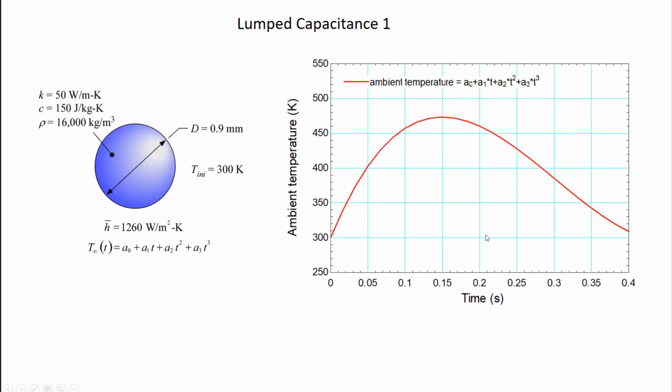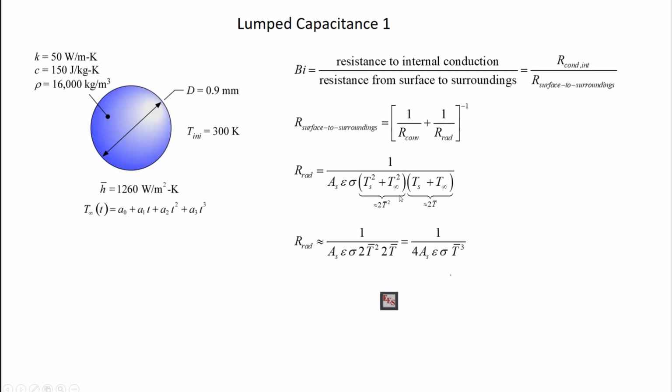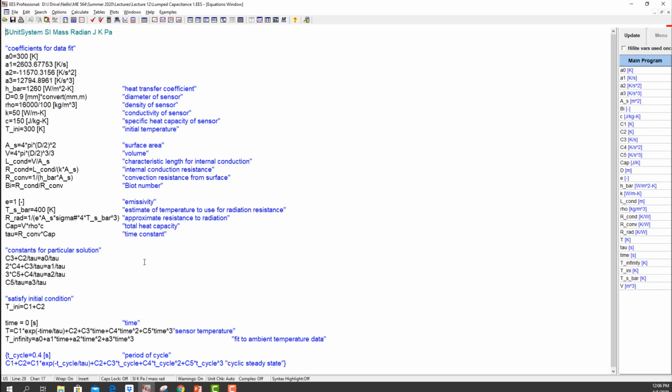If I go back here, 400 might be a pretty reasonable estimate. If I want to really make sure I'm getting the smallest it could ever be, I would use something like 450 Kelvin, to get a very small value of the radiation resistance, or not very small, but the smallest possible value. So that's what I did, I think, here.